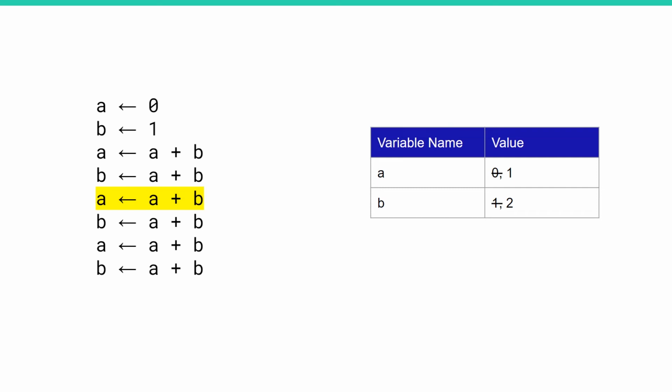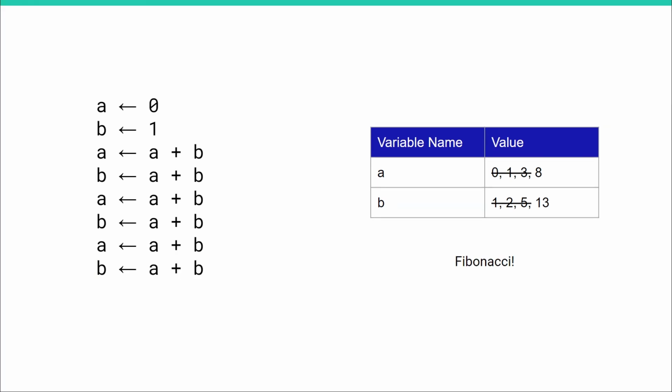So 1 plus 2 there is 3, that gets assigned into A. The line below is 3 plus 2 is 5, gets assigned into B. The next line, 3 plus 5 is 8, that gets assigned to A. And then 8 plus 5 is 13, and that gets assigned to B. And we have just generated the Fibonacci sequence.